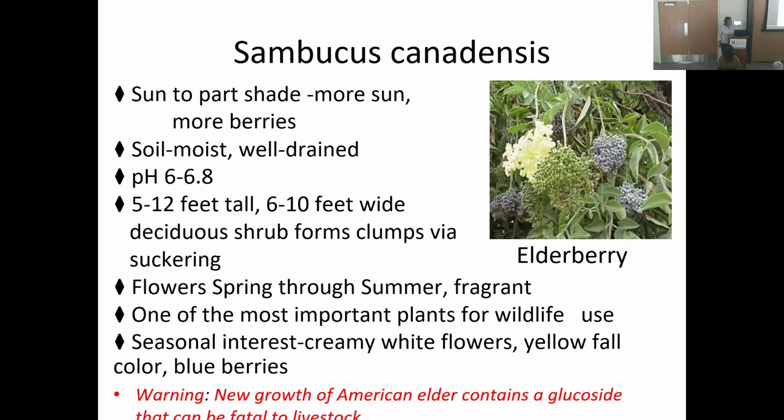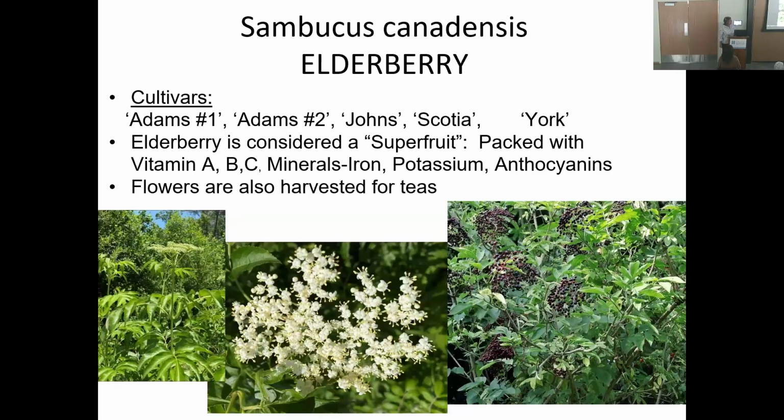The new growth, this is in the elder family, the new growth can be poisonous to livestock. So if you have livestock, you don't want this growing along the edges of the field. There are some named cultivars that are good for berry production. We actually have small farmers these days planting elderberry orchards, because there's a market for those berries and also for the flowers.